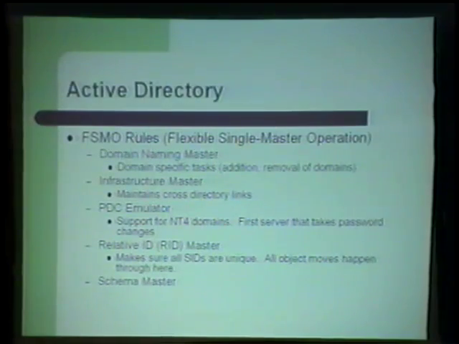The infrastructure master specifically holds information about cross-domain, or cross-tree, cross-forest information. In the old days of NT4, if you wanted to move an account from one domain to another domain, you would have to effectively delete the account and then rebuild it somewhere else, which was kind of a headache, because any permissions you had to redo again. Well, under Windows 2000, that's not the case.